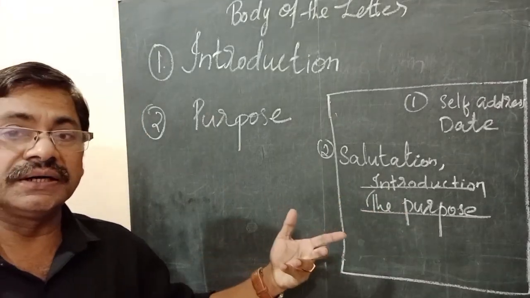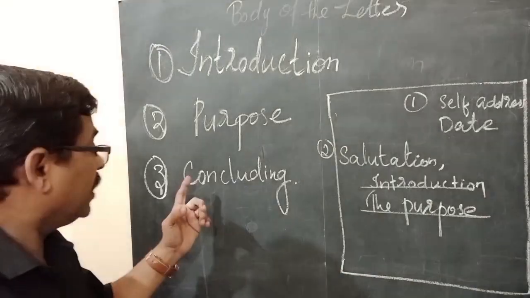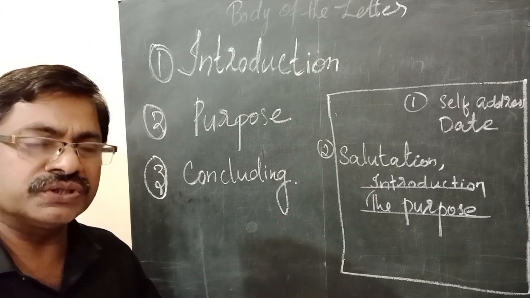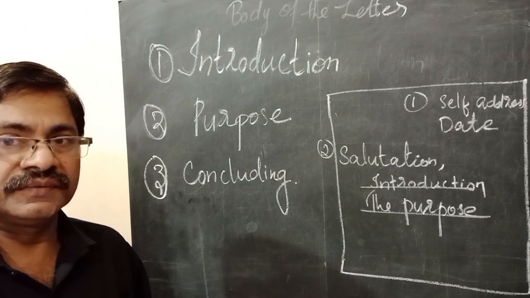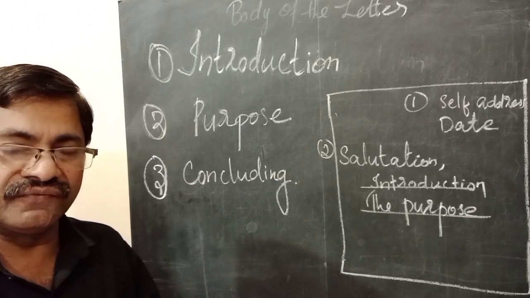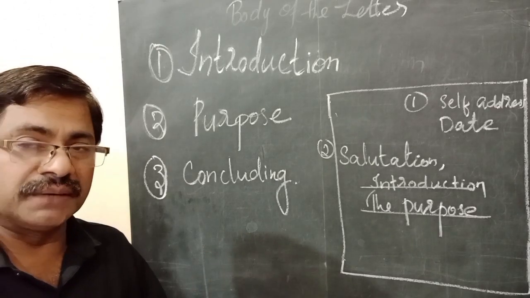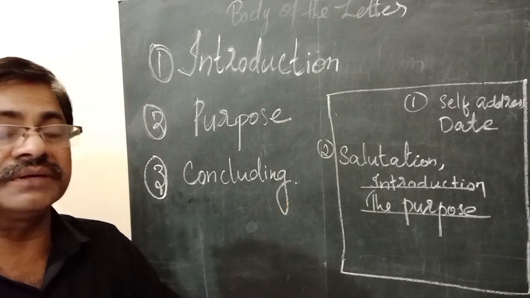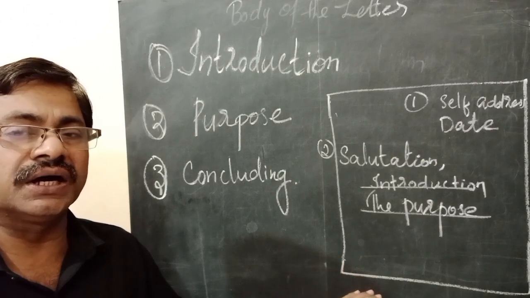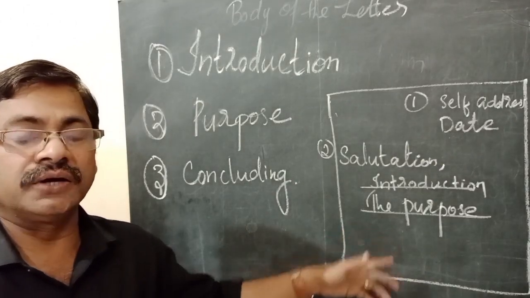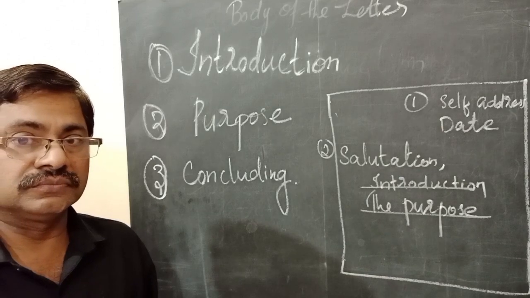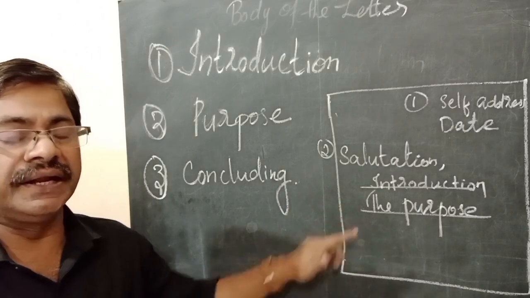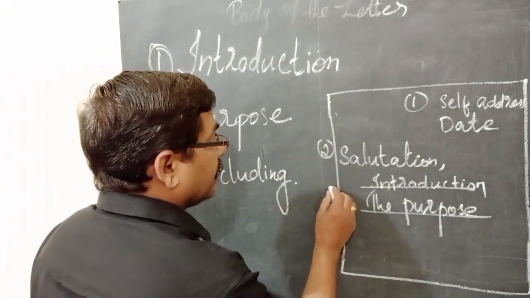And now comes the third paragraph, the concluding paragraph. In this paragraph, you can write about yourself: I am studying well, I am fine, and my examination is going on. In such a way, you have to say a few things about yourself. That is what you have to write in the concluding paragraph. And then comes the next part of the letter. First part, second part.